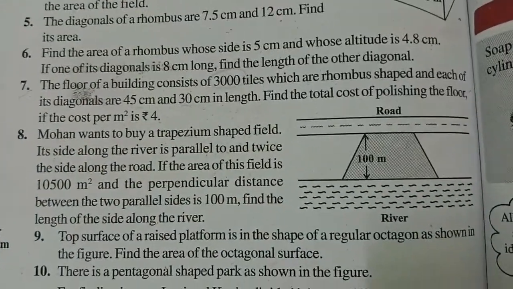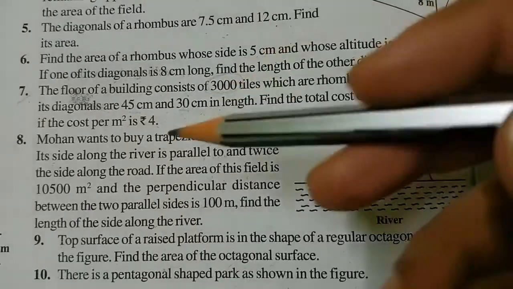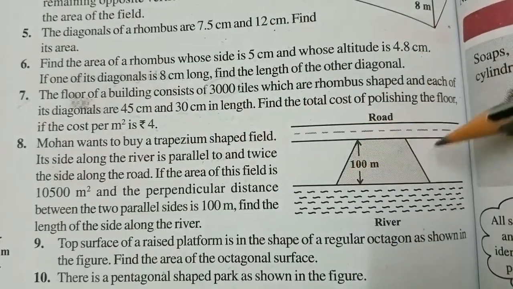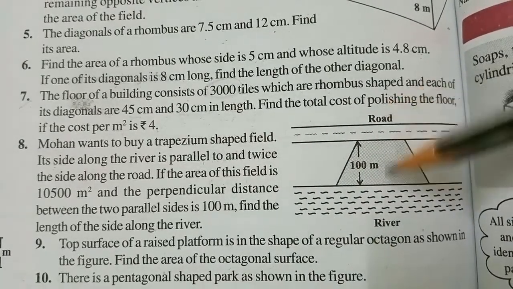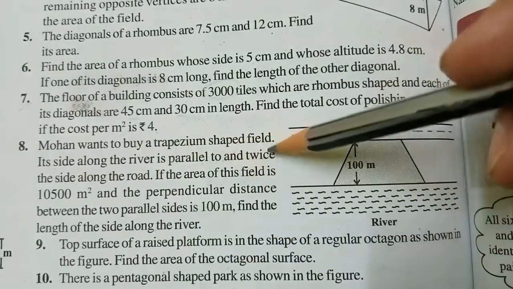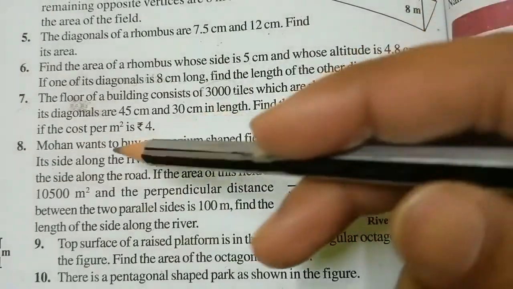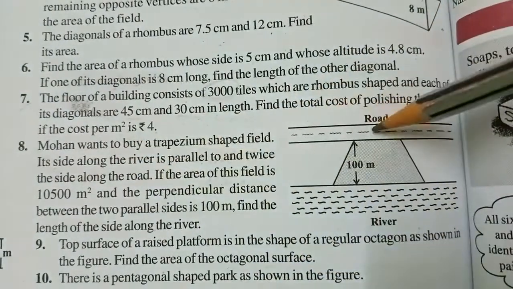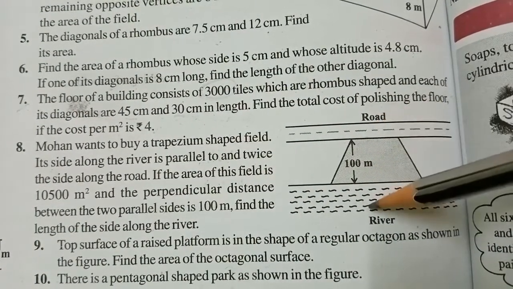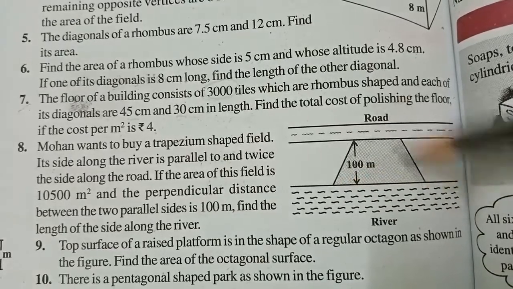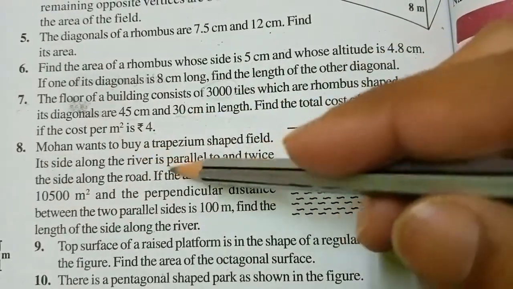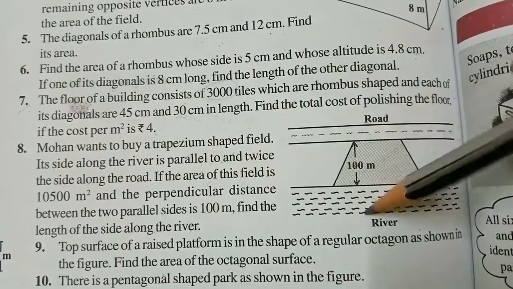Now let's see question number 8. Mohan wants to buy a trapezium shaped field. So this is a trapezium shaped field. This is a road and this is a river. Its side along the river is parallel to and twice the side along the road. So these two sides are bounded by one road and one river. So this river side and road side, what condition is given? The side along the river and the road are parallel to each other.